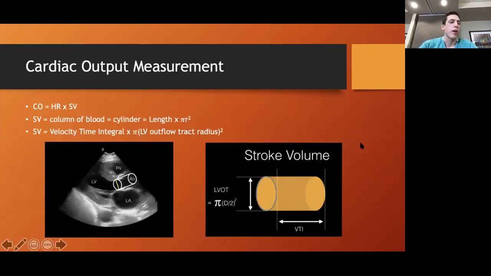Okay, moving on to cardiac output assessment. So to measure the cardiac output, we must first imagine that the stroke volume is a cylinder of blood that is ejected across the left ventricular outflow tract. The length of this cylinder is the distance blood travels during systole and is calculated using the velocity time integral, or the VTI. The area of the cylinder is pi r squared, where r is the radius of the left ventricular outflow tract.